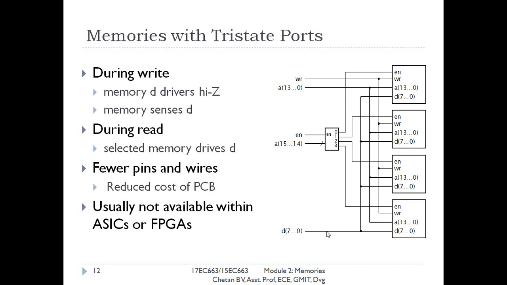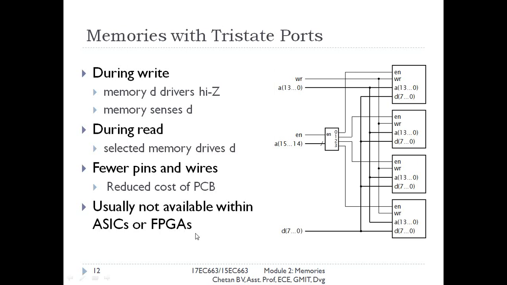So this type of arrangement will provide advantage in reducing number of pins. As the number of pins are reduced, the number of connections are reduced, and hence it will reduce the cost of the PCB. But the problem is these type of bidirectional lines are not realizable in ASICs and FPGA. So the components available in ASICs and FPGA do not support bidirectional lines. Therefore, we don't have memories with bidirectional lines as components inside ASICs and FPGA.